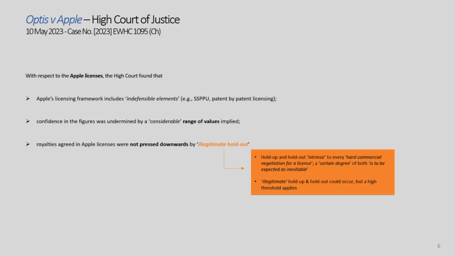But this will happen only if you, let's say, have crossed the line to illegitimate holdout, which is, of course, not very clear when this will take place. But in any case, the court found that Apple had not done so. So it had not engaged in illegitimate holdouts. So this meant that the licenses of Apple can basically be used. So again, this is an issue which was also very much part of the decision of the Court of Appeal, as we're going to see in a moment.